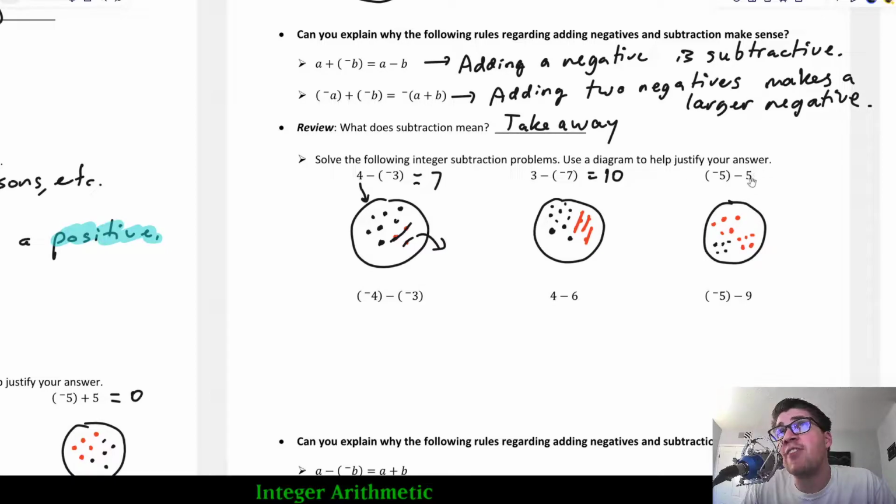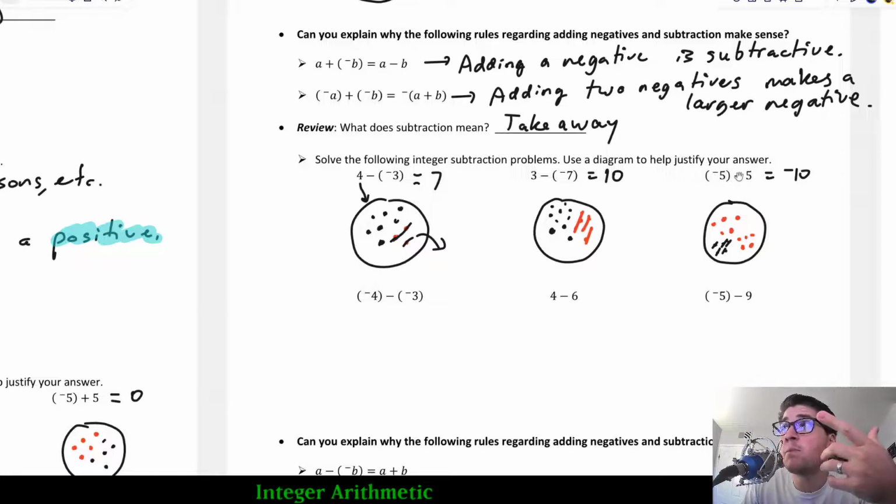And now I actually have, the goal was to take away 5 positives. Now I have 5 positives to take away: 1, 2, 3, 4, 5. And what I'm left with is negative 10 negatives. And as we know, here we have a negative minus a positive. Again, this is a completely different situation.